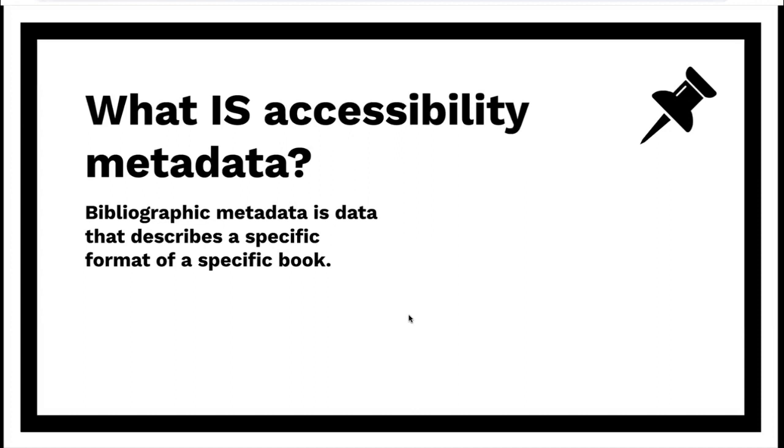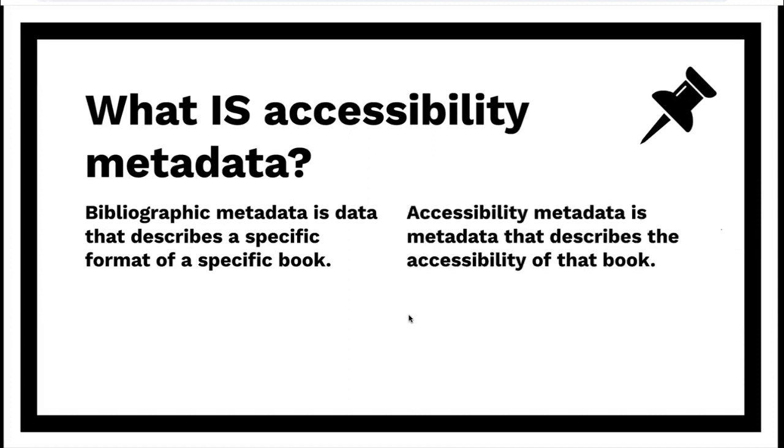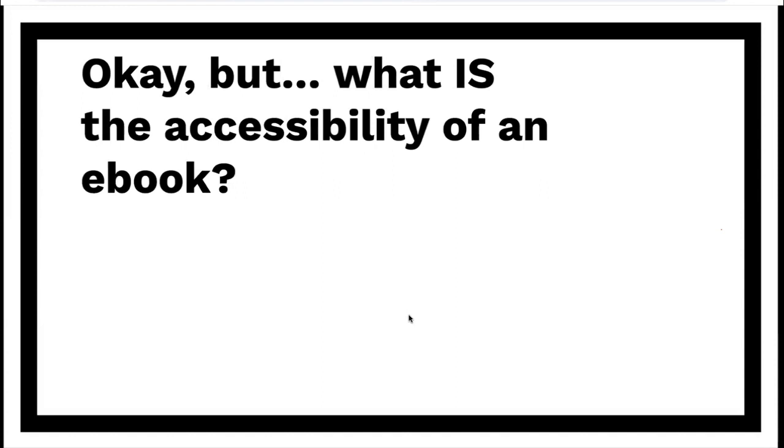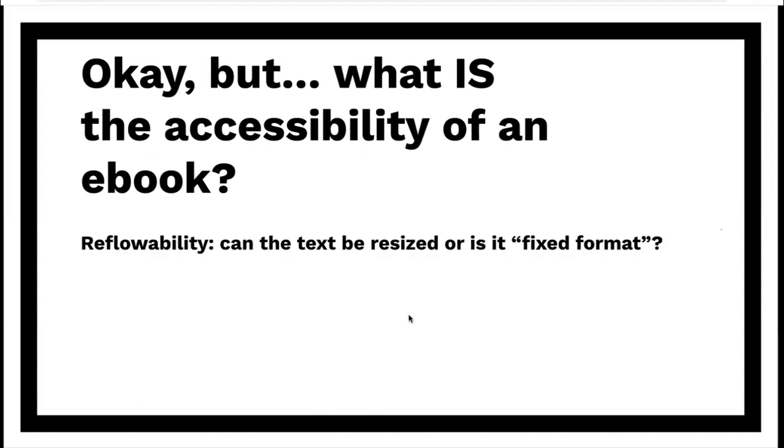Because I do what I do, and because we all do what we do, I basically only talk about bibliographic metadata. In other words, data about books. And in our case, data about a specific format of a publication. Accessibility metadata, then, is metadata that describes the accessibility of that publication. So if accessibility metadata describes the accessible features of a given book, what exactly is it saying? What does that mean? It could mean lots of things. So I'm going to give you some examples of accessibility features.